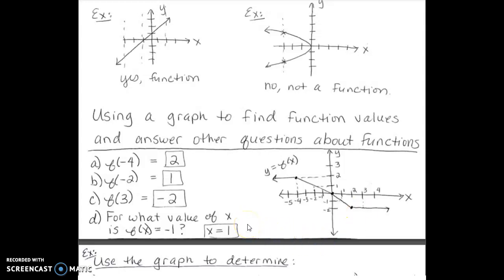For part D, it's backwards. It's saying for what value of x is f of x, meaning y, equal to -1. So this time you're looking for the y value of -1, and they're asking you to find the x. So on my y-axis, I go down here to -1, and then I go over to find my graph, which is over here, and then I'm reading off what x is, which would be x equals +1.